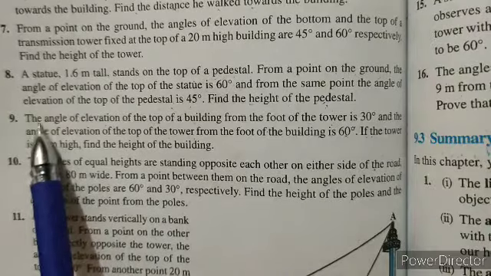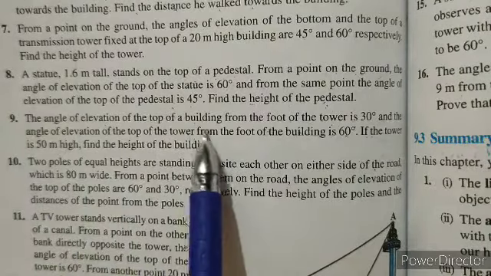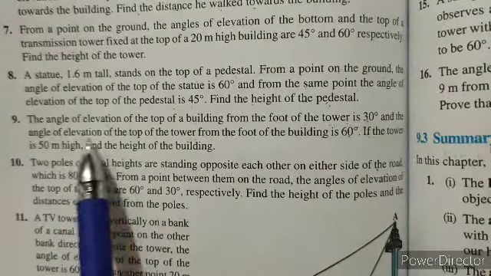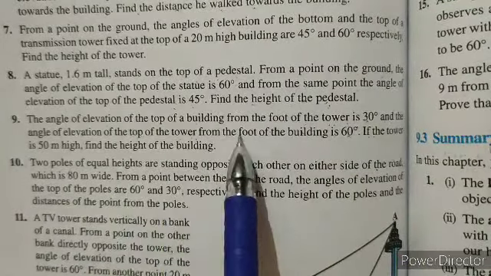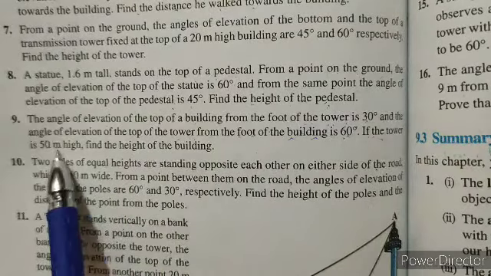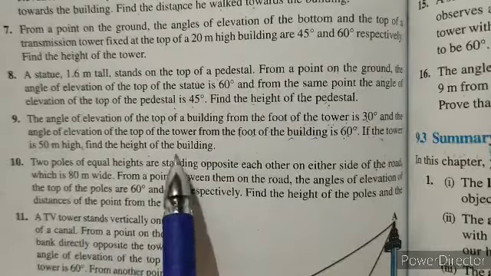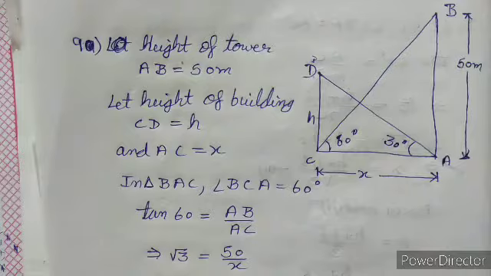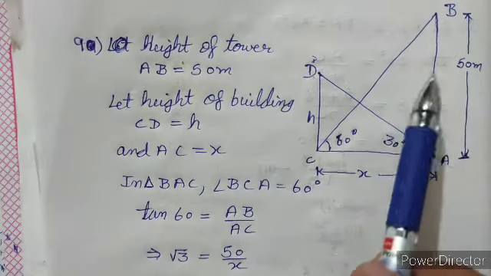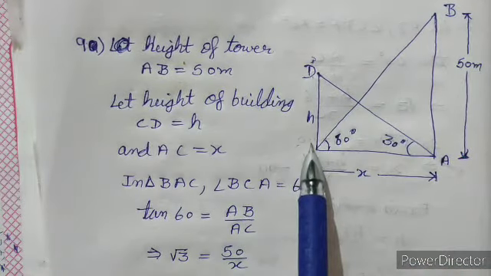In question number 9, the angle of elevation of the top of the building from the foot of the tower is 30 degrees and the angle of elevation of the top of the tower from the foot of the building is 60 degrees. If the tower is 50 meter high, we have to find the height of the building. Now, as here the angle of elevation of the tower is greater than the angle of elevation of the building, the tower will be higher than the building.